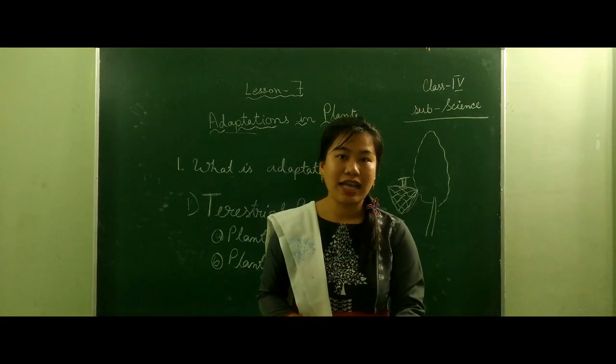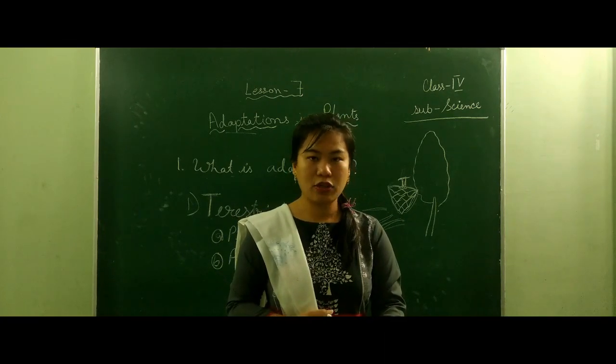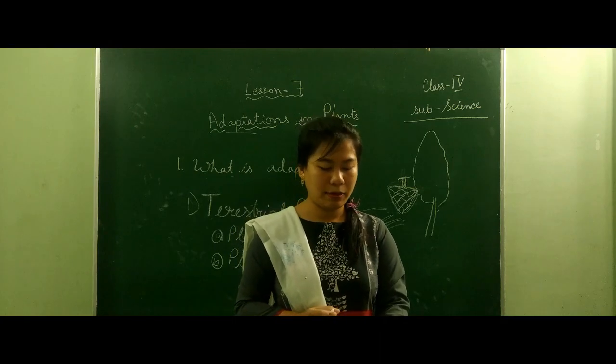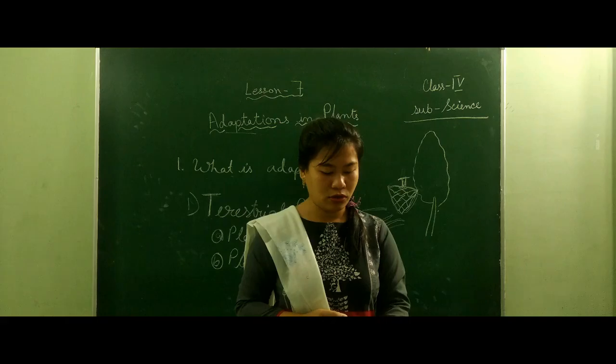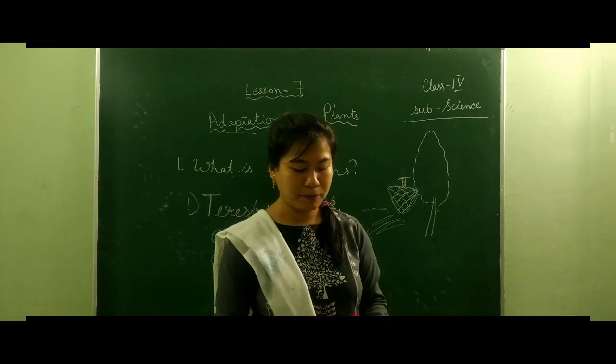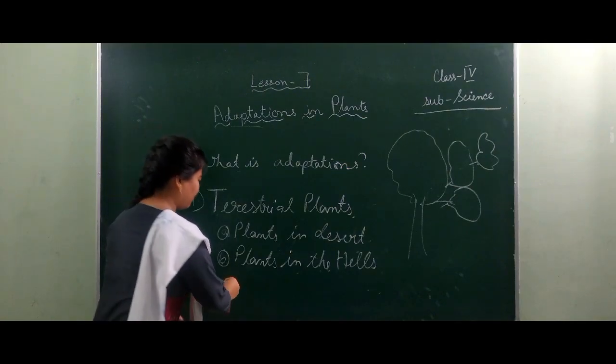Trees like pine, spruce, cedar and fir are conifers. They do not shed all their leaves at the same time and look green throughout the year. They are therefore called evergreen trees. Okay. So now number C is plants in the plains.